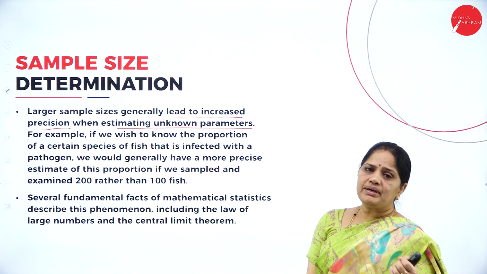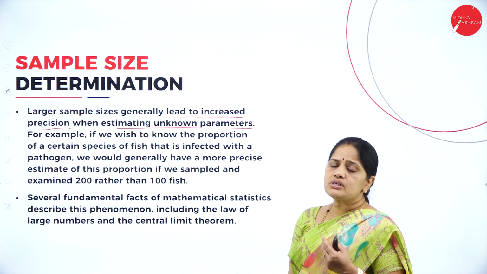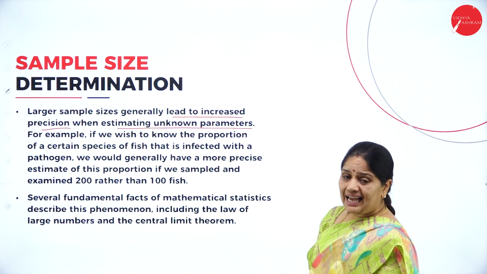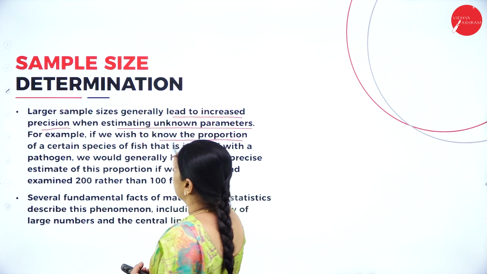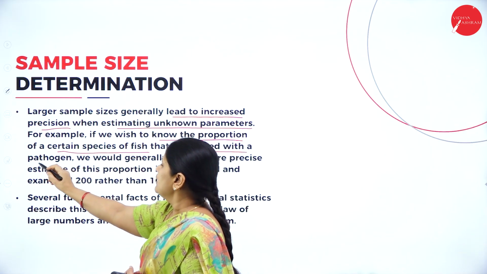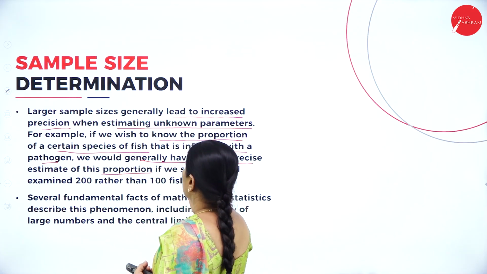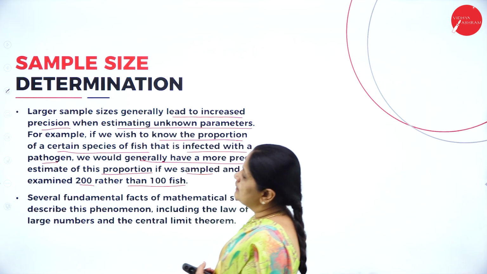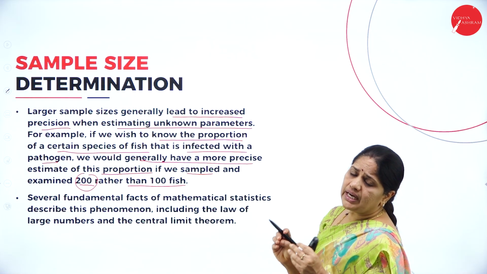Now, we have the parameters of hypothesis. When we have the parameters of hypothesis, in order to prove your point, it will always be better to have a large sample size. For example, if we wish to know the proportion of a certain species of fish that is infected with a pathogen, we would generally have a more precise estimate of this proportion if we sampled and examined 200 rather than 100 fish. So, as the sample size gets larger, the results we get will be more precise.